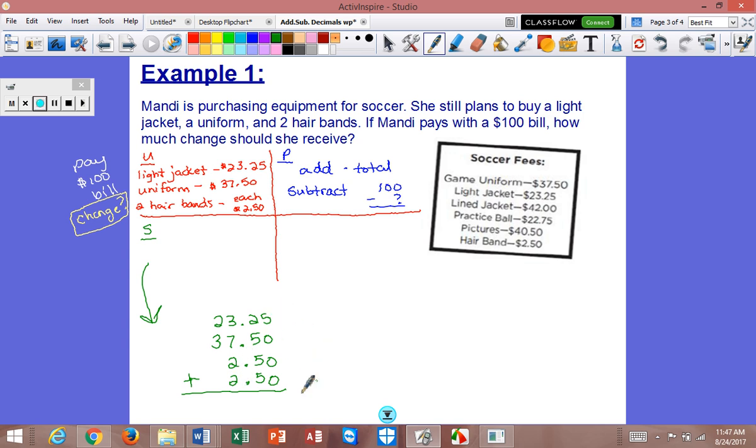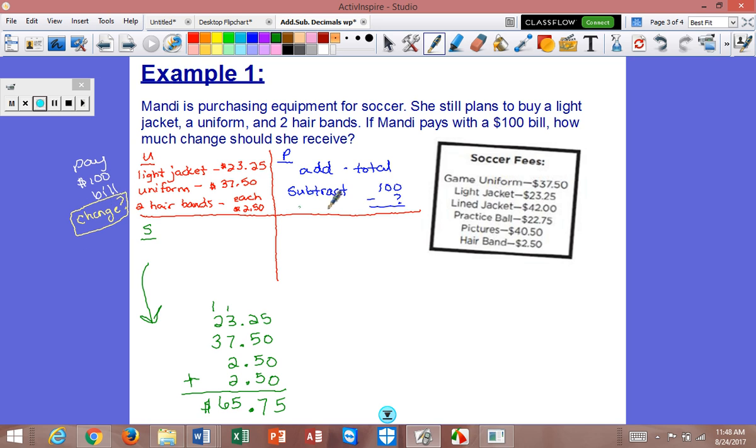5 plus zeros makes 5. Here I have 3 5s. That makes 15 plus 2 is 17. The decimal just comes down in the same spot. Now, here I have a 3 and a 7, which makes 10. I can't forget the 1, that's 11, plus 2 is 13, plus 2 is 15. Carry the 1. 1 plus 2 is 3, plus 3 is 6. So we know that she's going to pay $65.75. But remember, the final question asks, how much change will she receive?